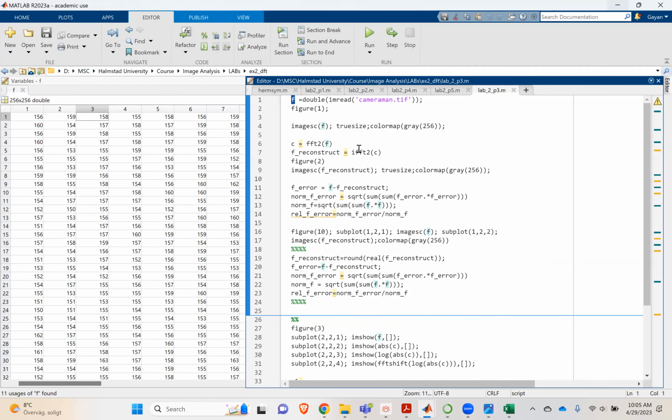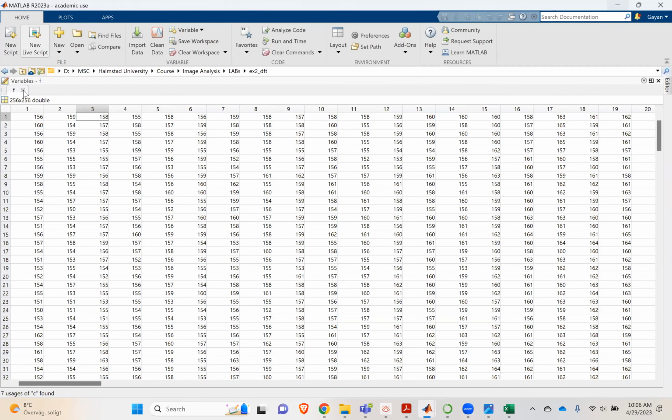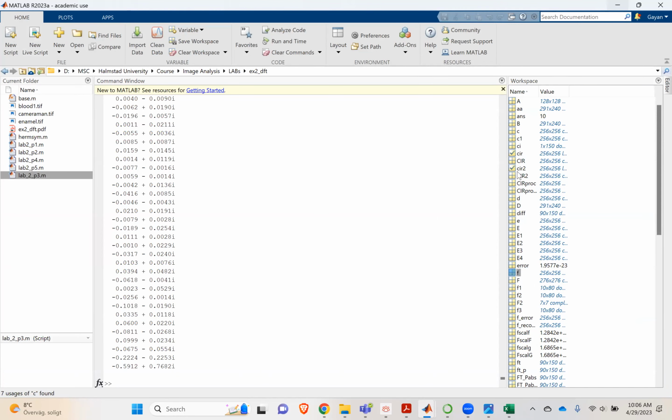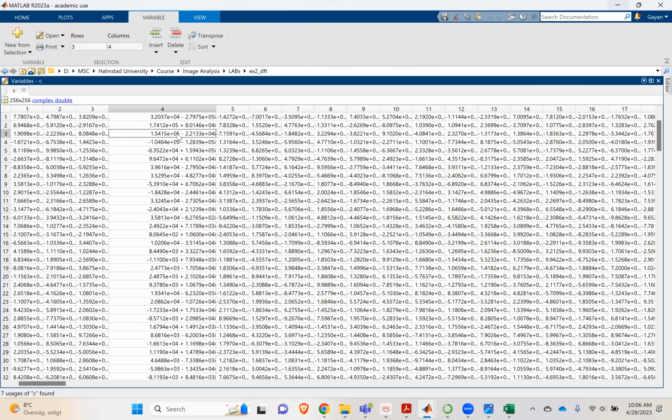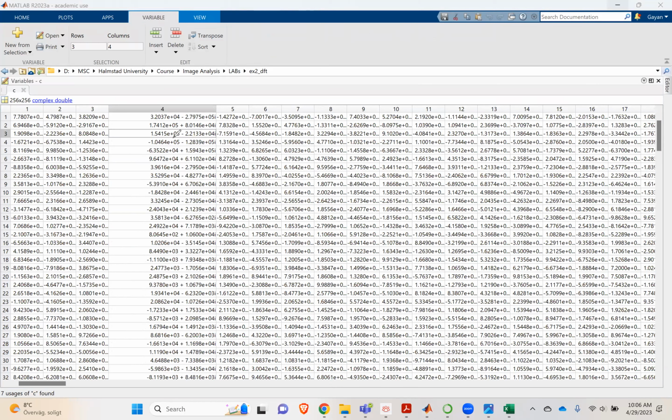And when I take the Fourier, all these values are stored in a variable called C. When I look at C, you can see that all of these are complex numbers. This is the real part, and here you can see the small i, so this is the complex part.